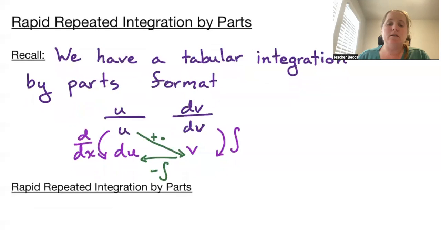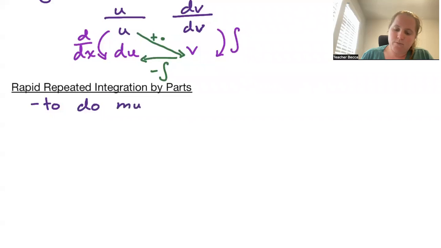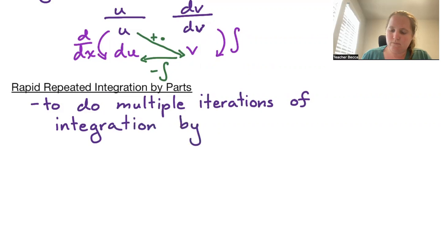So for rapid repeated integration by parts, this allows us to do multiple iterations of integration by parts all in one table or tabular format.